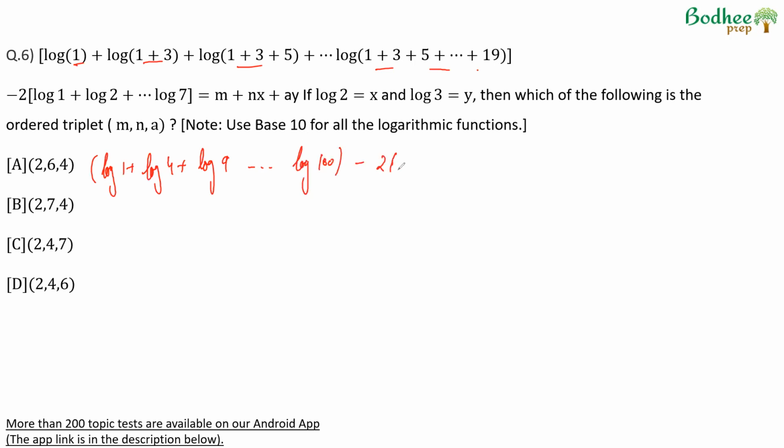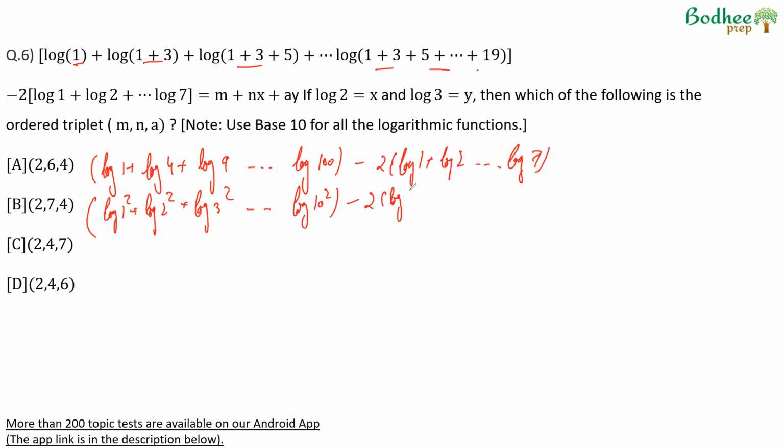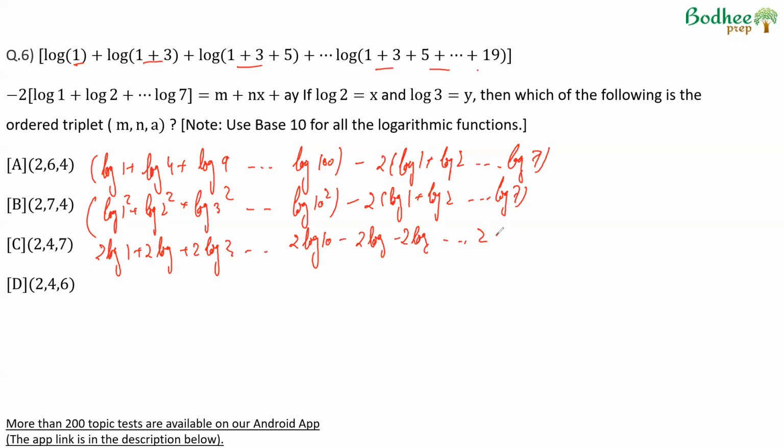The second term minus 2 log of 1, log of 2, and so on up till log of 7. This can be written as log of 1 square plus log of 2 square plus log of 3 square and so on till log of 10 square minus 2 times of log of 1, log of 2, log of 3 and so on. From here the 2 comes out, so 2 log 1 plus 2 log 2 plus 2 log 3 and so on till 2 log 10 minus 2 log 1 minus 2 log 2 and so on till 2 log 7.